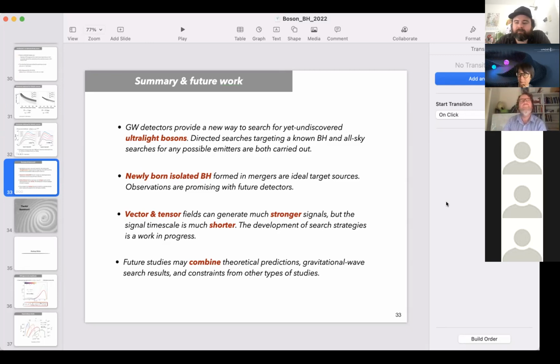I guess maybe towards a higher mass range, it's also possible to probe with lab experiments. So it's not completely impossible to reach. I think there's some overlap between the different methods.